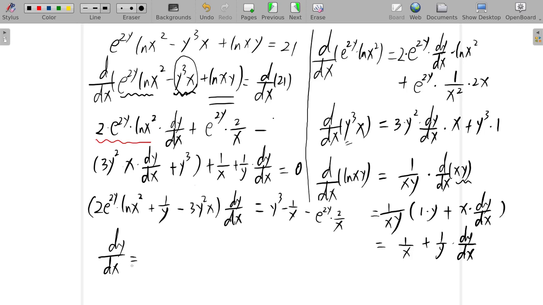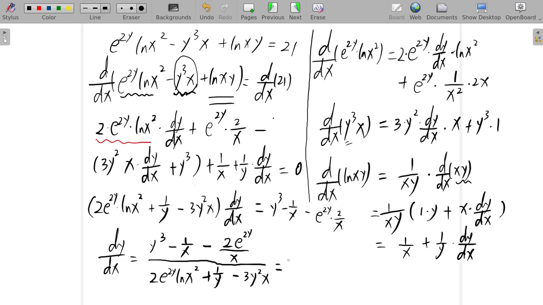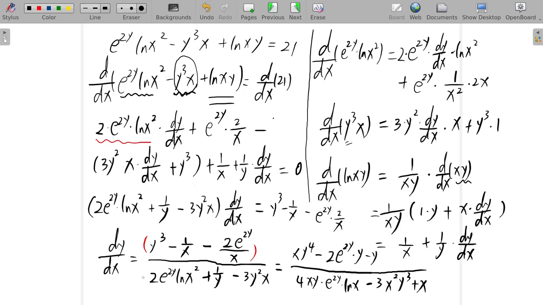So the change in y with respect to x equals. We can simplify, for the top times x times y, for the bottom times x times y. So we can simplify. We just multiply both by x times y.